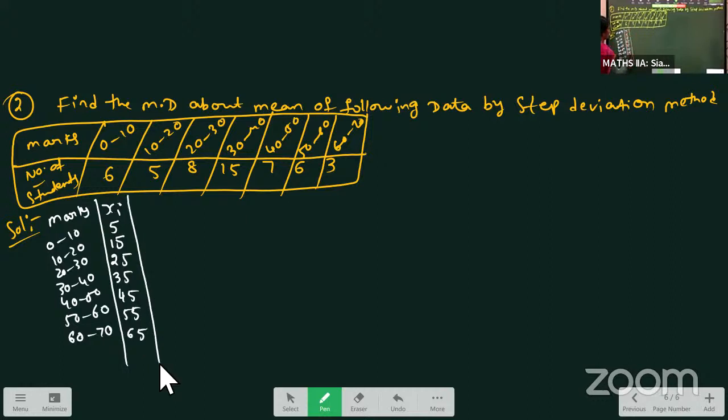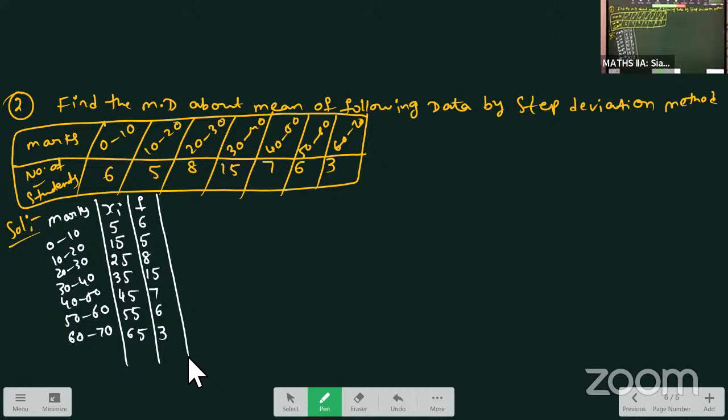Next column, number of students is always frequency. So what is frequency here? 6, 5, 8, 15, 7, 6, 3. This is about frequency.